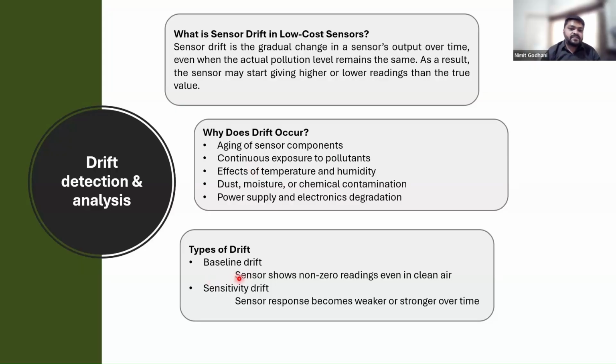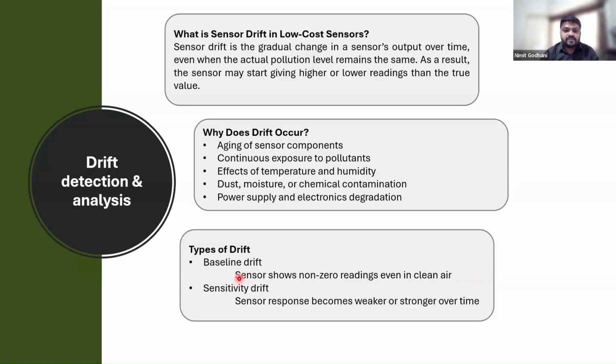So the types of drift: first is the baseline drift, where the sensor shows non-zero readings even in clean air. We did an experiment in our lab in a very clean room. We put one reference grade monitor and one local sensor in a closed chamber experiment. The sensor still gives higher concentrations, three or four times higher than the reference grade monitor. So this shows the baseline drift, we can call it.